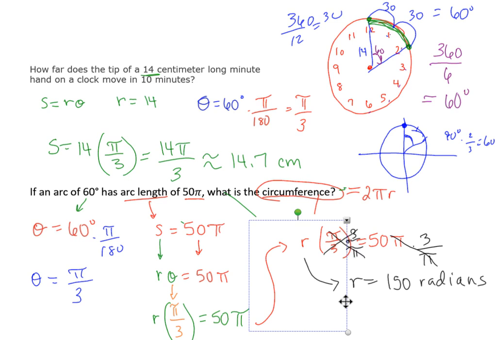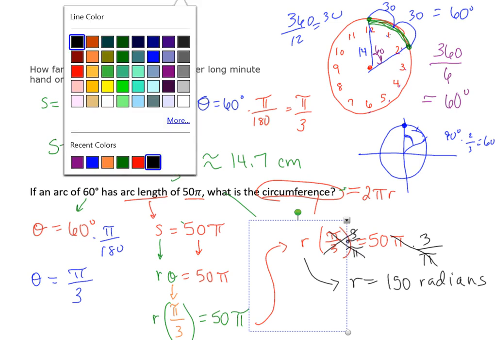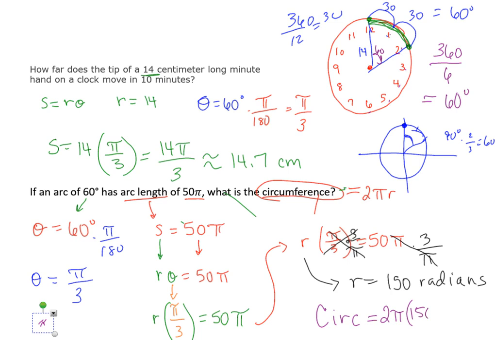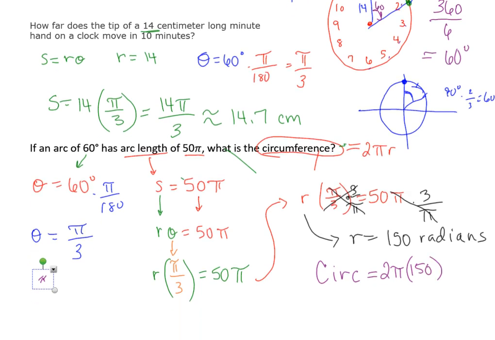If r is 150, then our circumference here is going to be 2 pi times 150, or 300 pi. And you could do an approximate for that if you wanted to, but it's not really computing an actual measurement, so we'll keep it at 300 pi.